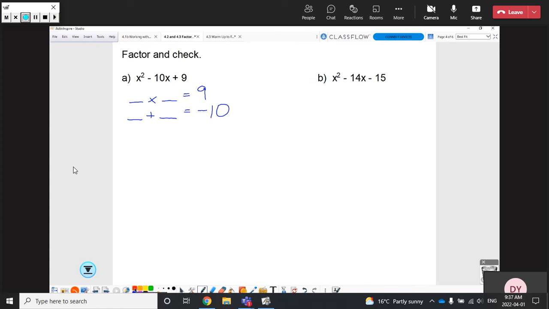I'm like, okay, 4 and 5. Okay, no, it can't be 4 and 5. -9, -1. Yeah, -9, -1. -9 times -1 is +9. Great. -9 plus -1 is -10. So we've cracked the code. And here's our answer. X minus 9, X minus 1.